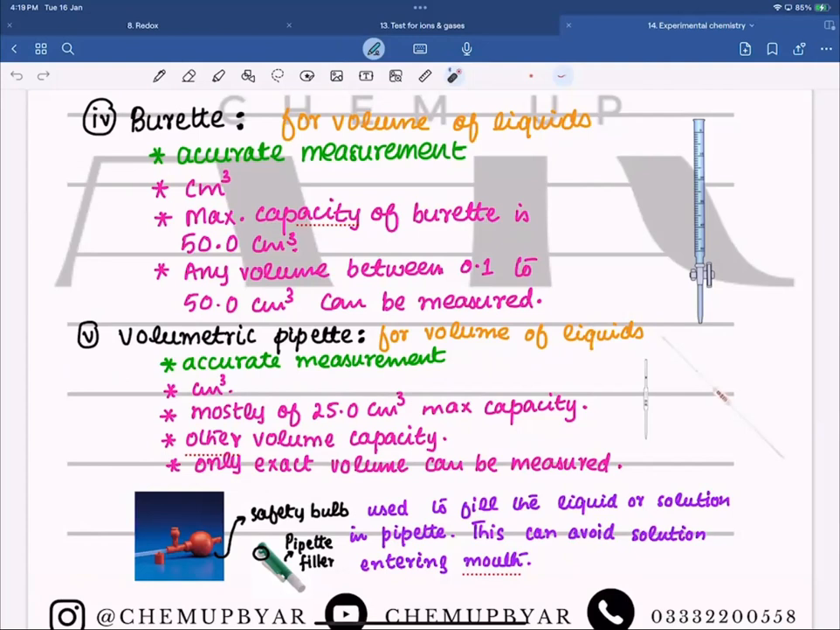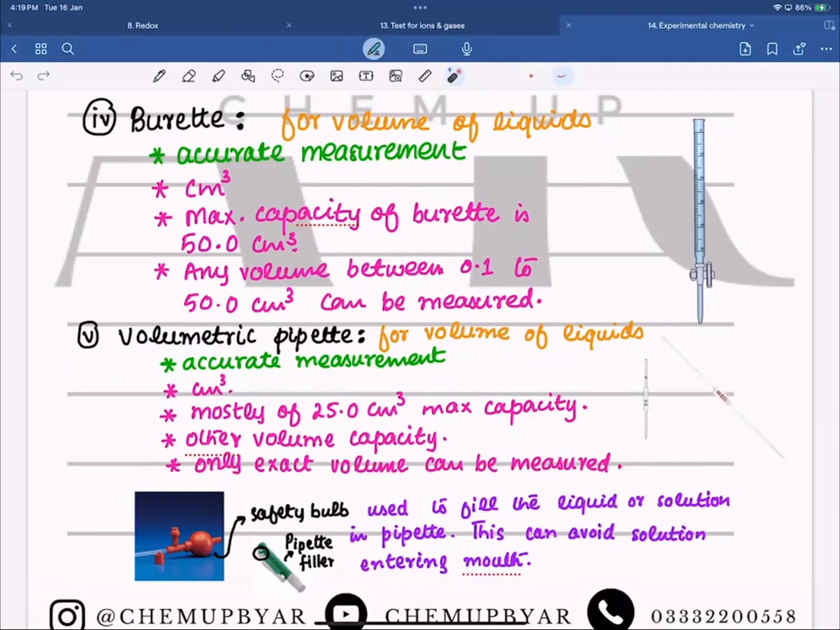Sir, I was asking, in the burette, is it possible that a 2 decimal places value can also be measured? In the burette, we can record the volume till 1 decimal place. For example, if I have to measure a volume like 19.5 centimeter cube, I can do it with the burette. Is this understandable? Okay. It means we can only measure till 1 decimal place, right? Yeah, we can measure it till 0.1 centimeter cube.